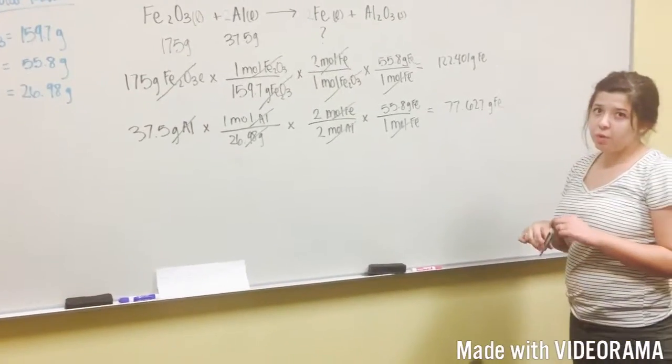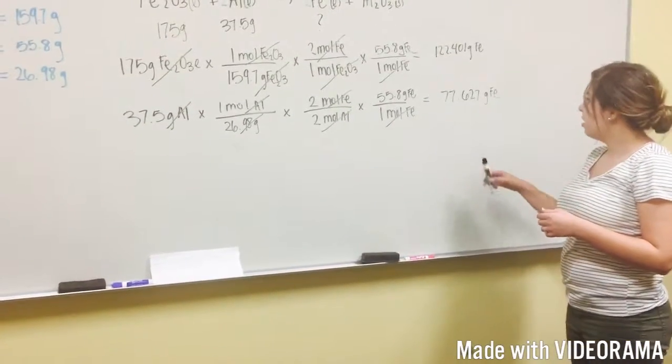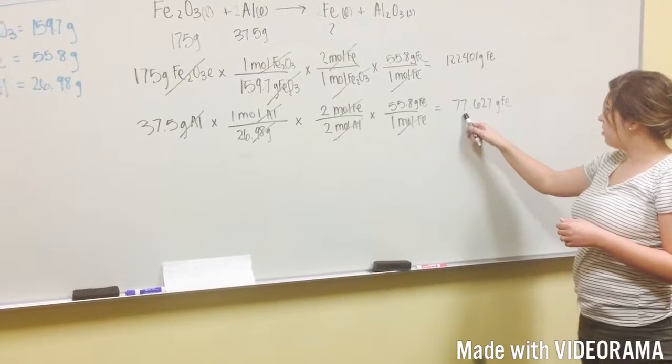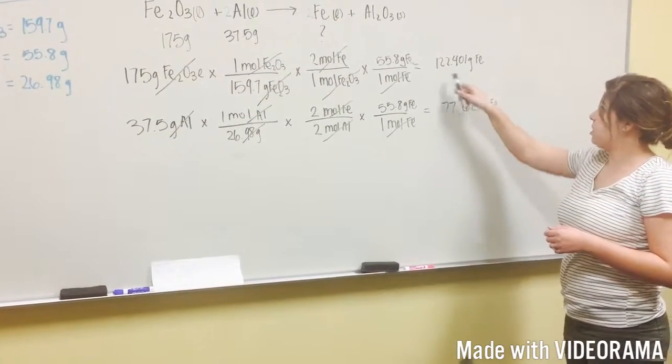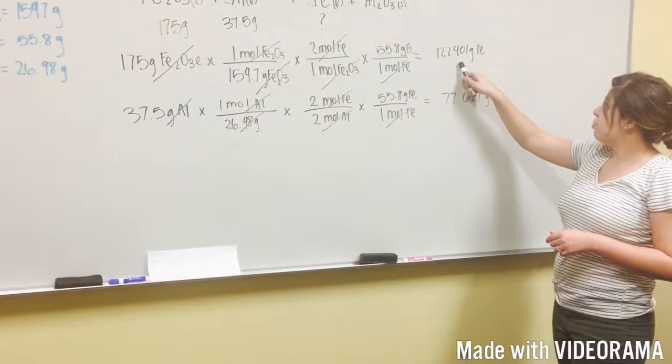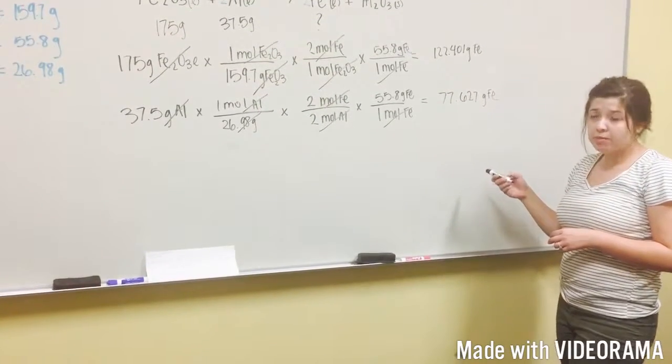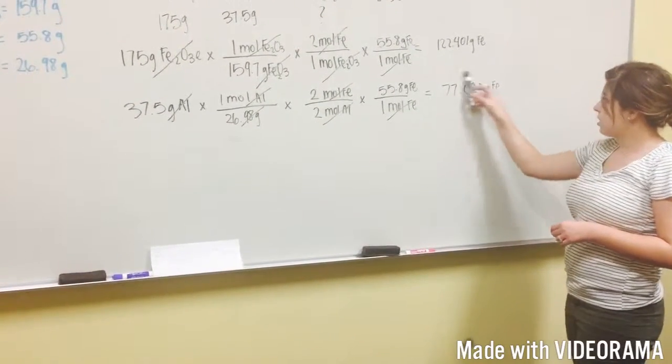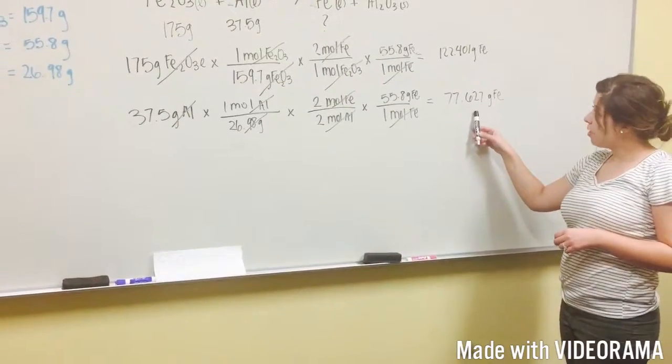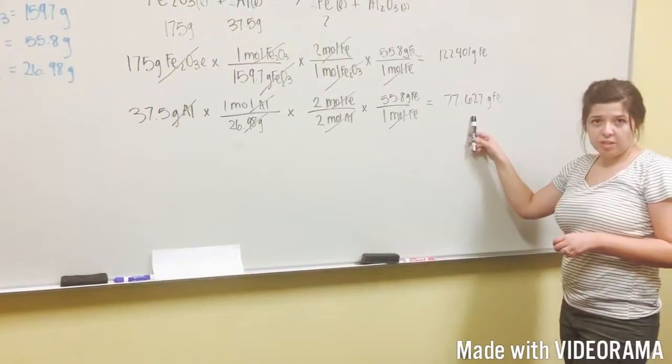And so we want to look for the smallest number that we have, and we see that 77.627 is smaller than 122.401 grams of Fe. So we know that this is our limiting reagent because this is the least amount of product that was produced.